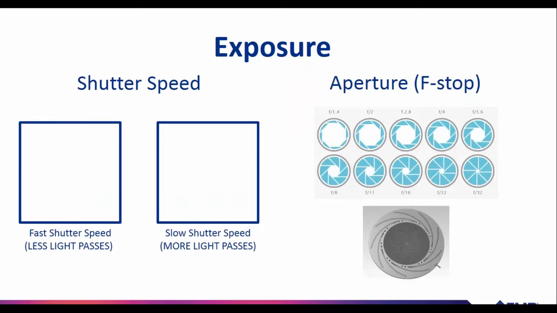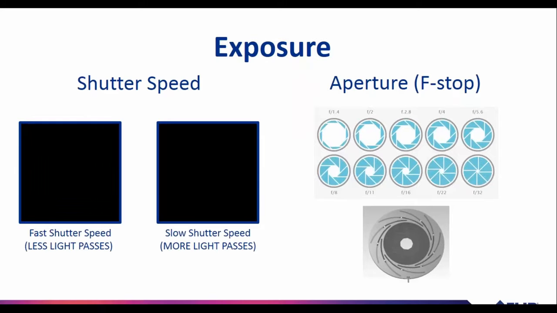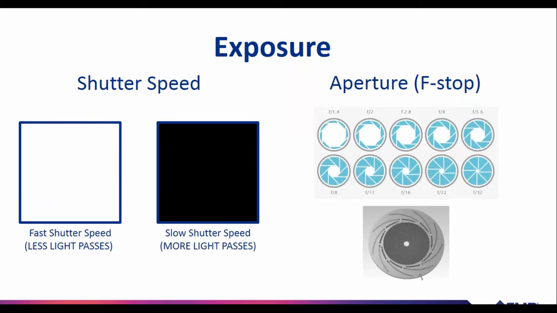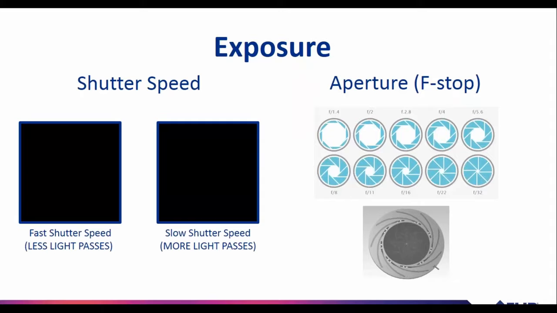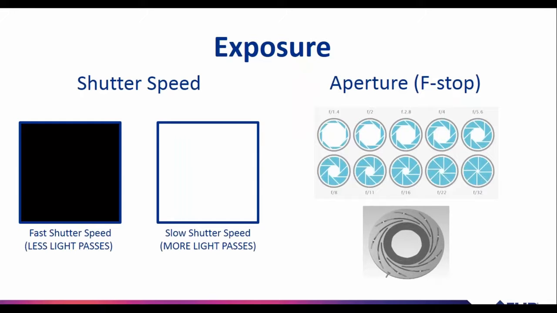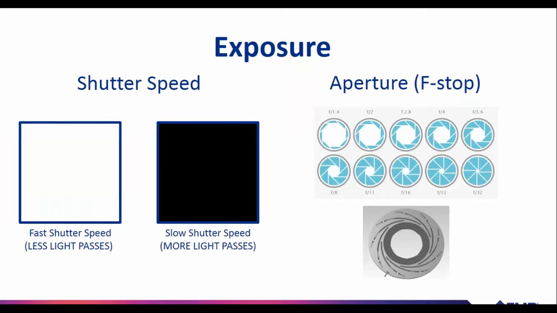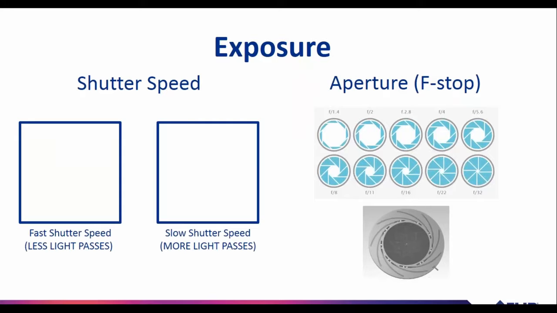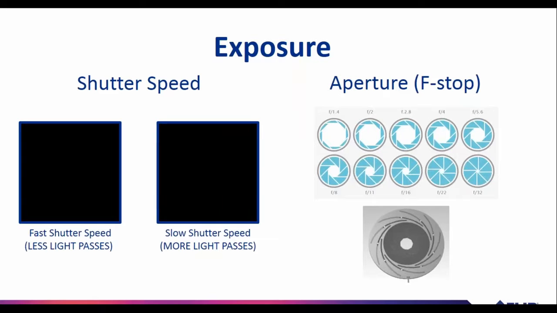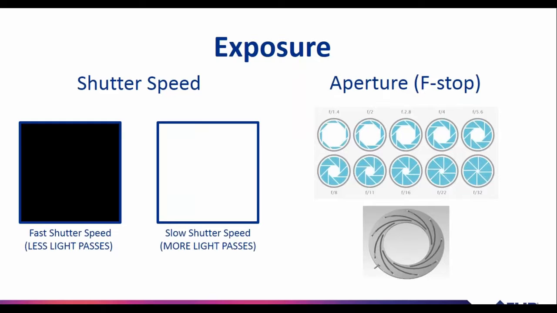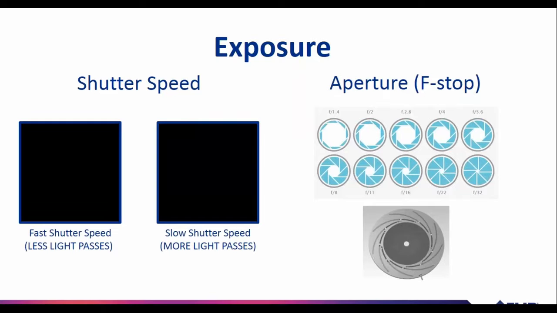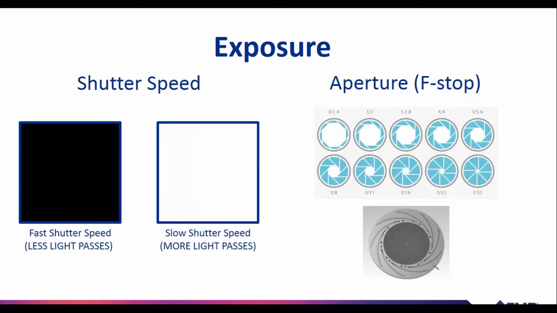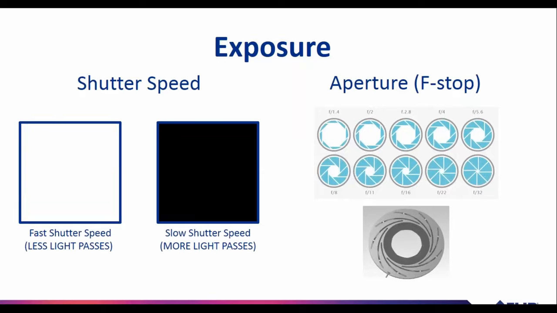But on the left-hand side, you can see exposure itself, whether it's long or short exposure, which we were just talking about. The exposure is a combination of two things, both the shutter speed and the aperture, or f-stop, as you can see on the right. So if you look on the left-hand side, those two flashing boxes, the one on the far left is a fast shutter, which means it opens and closes very quickly. And because it opens and closes very quickly, less light is able to pass through the shutter.